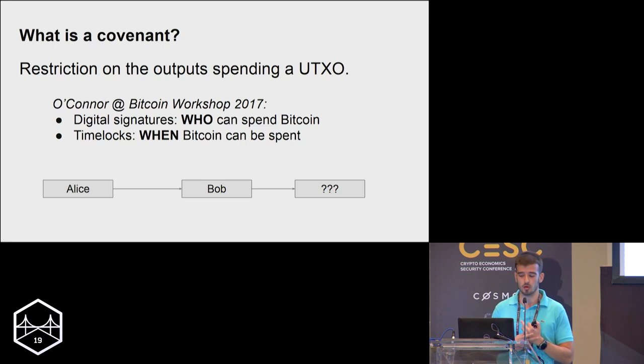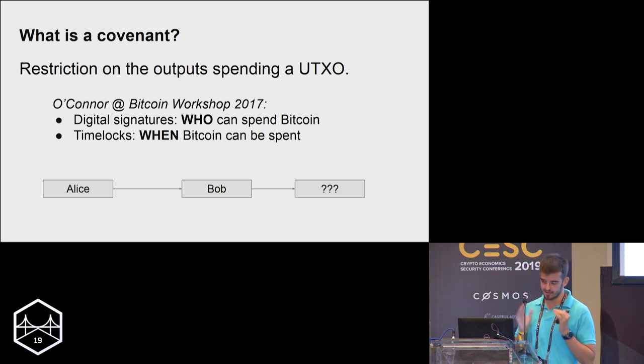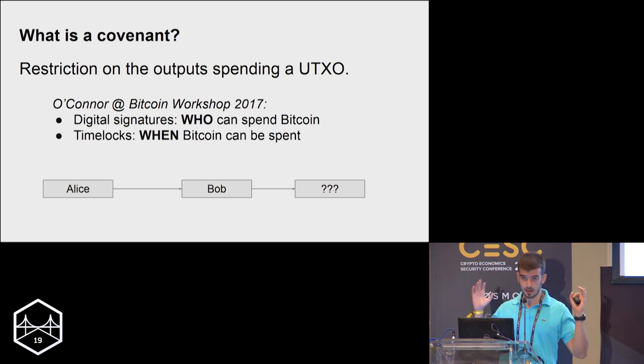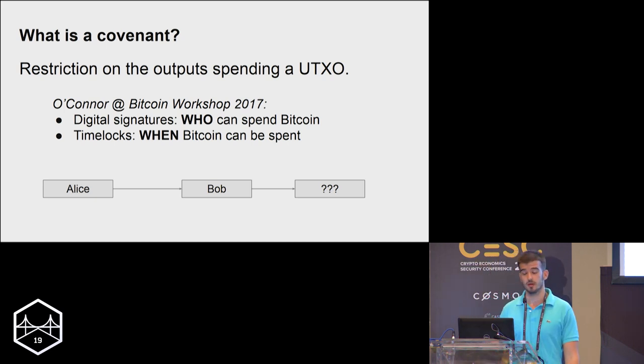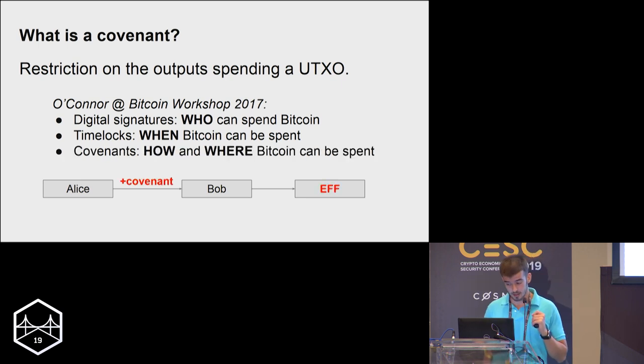And O'Connor at the Bitcoin workshop very nicely said that initially, Bitcoin day one had digital signatures. Who can spend the Bitcoin? With time locks, we describe when the Bitcoin can be spent, and indeed, with these two very lean constructions, along with SegWit, gave us Lightning. However, the covenant is a technique which allows you to specify how and where your Bitcoin gets spent.